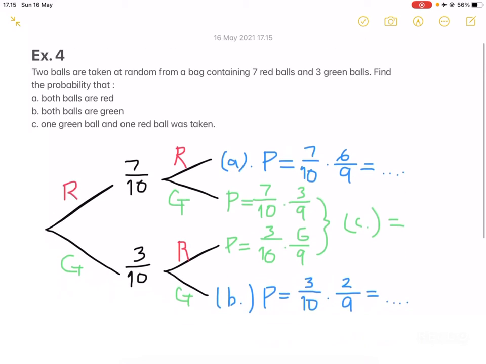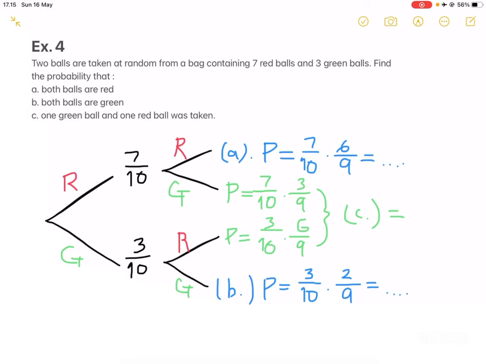And I hope this makes probability tree diagrams clear. And this ends this video.